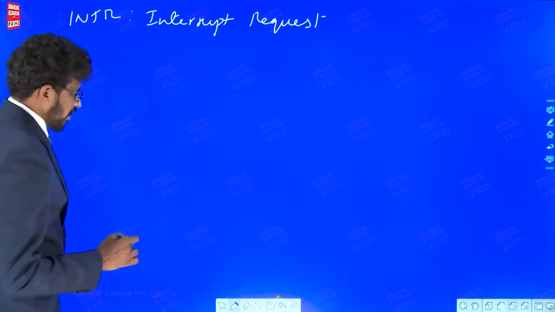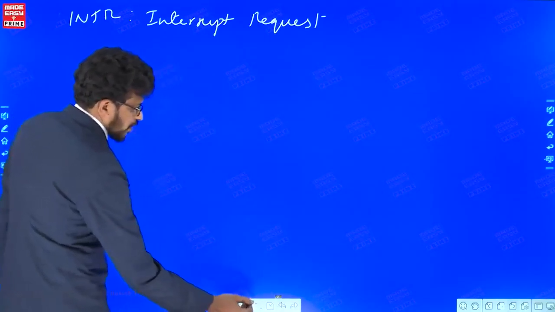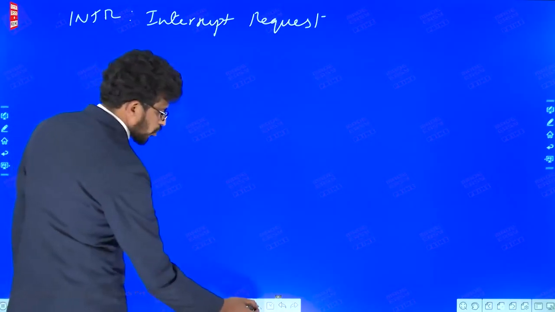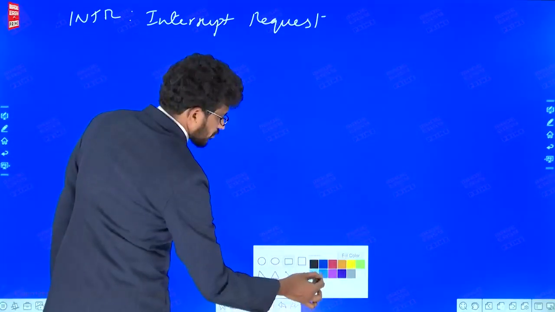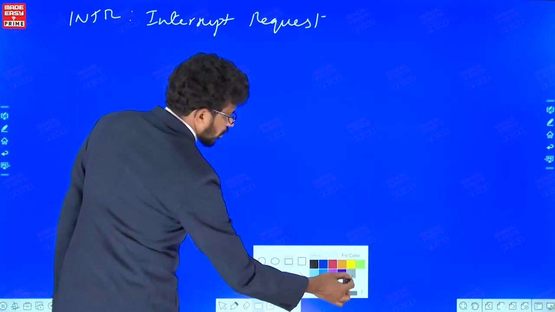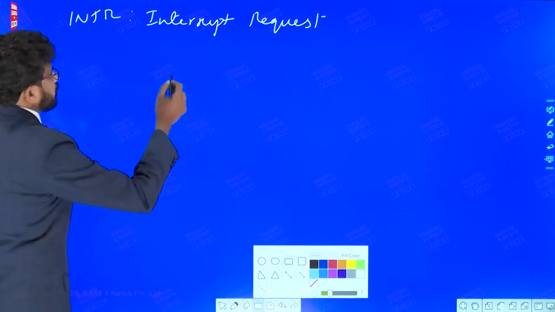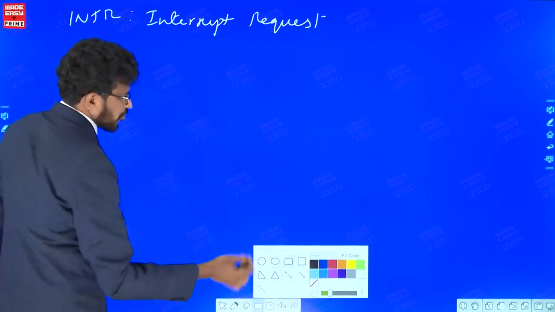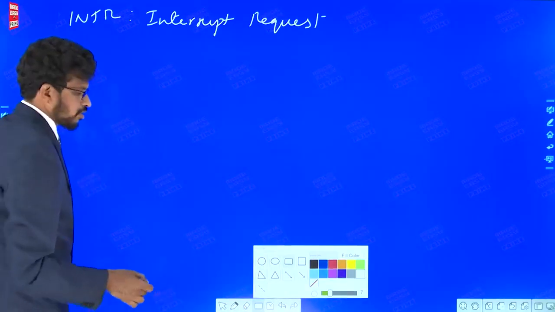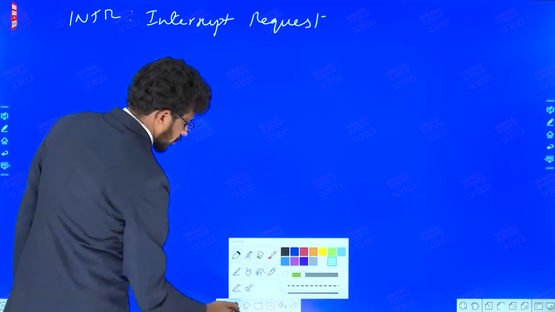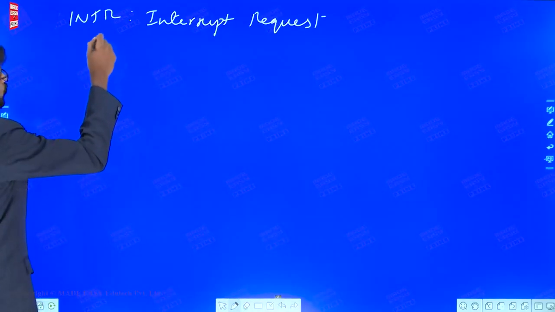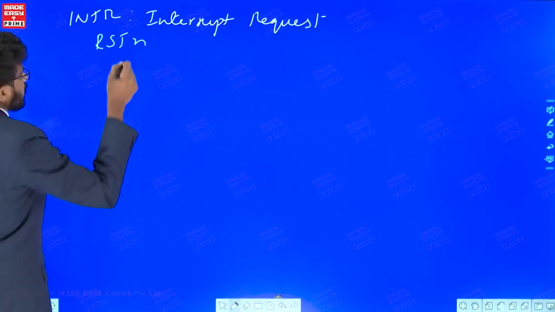There is one more pin which is with respect to INTR, that is INTA. You will come to know how it is used now. For example, let us consider the INTR. Before this INTR, you should know the software interrupts. Let us discuss that, and then I will draw the block diagram. Right. So there are 8 software interrupts which are generally called as RSTn.